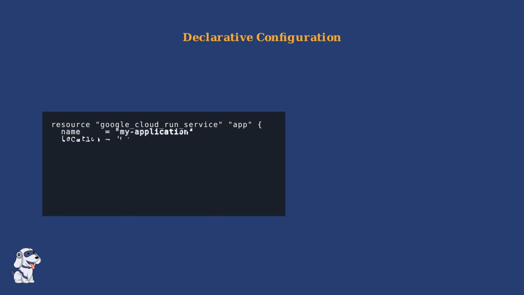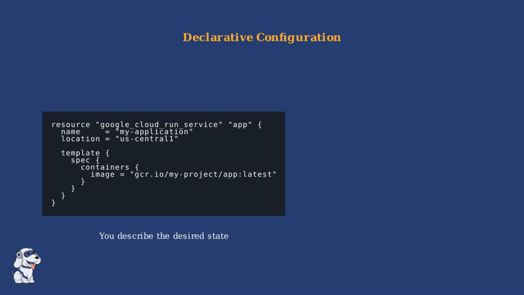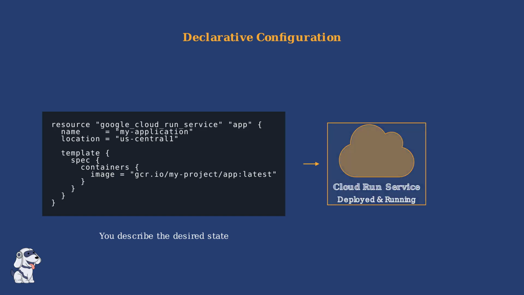Terraform uses a declarative approach, meaning you describe what you want your infrastructure to look like, not how to create it. You write configuration files that define the desired state of your resources, and Terraform figures out how to make it happen. When you run Terraform, it compares your desired state with the current state of your infrastructure and creates a plan to bridge any gaps. This declarative approach makes infrastructure management predictable and reliable.